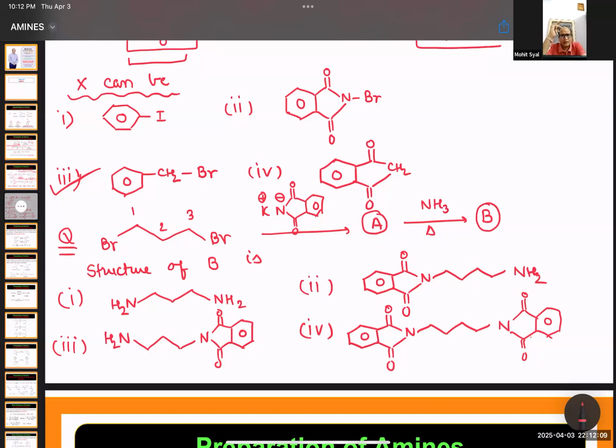So you attacked on the reactant molecule, that is 1,3-dibromopropane, twice. That was reacted 2 times. First time it was reacted with potassium phthalimide, and the second time it was reacted with ammonia. Got it? So accordingly you can decide. You will have these two groups connected on both sides of the reactant molecule. So any idea what is going to be the answer?